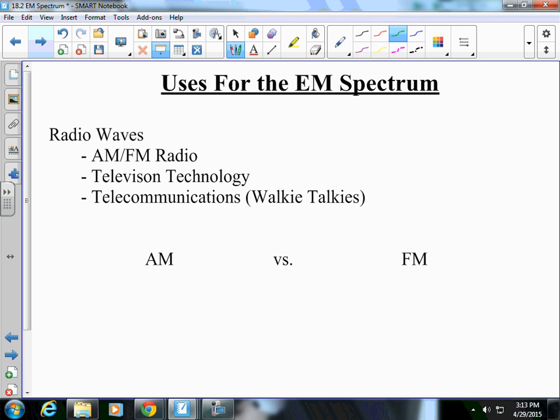Now, does anyone even listen to AM radio anymore? Anyone ever turn the station to AM and listen to it? What's the difference between AM and FM? AM is where the amplitude changes. So the wave looks like this.